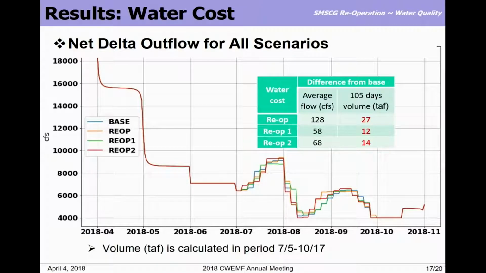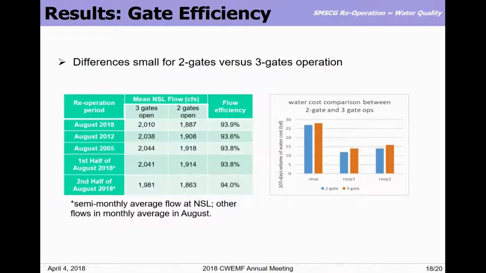For average flow, our reoperation will introduce about 128 CFS on average. If we convert it to TAF for the whole period, from July to October, 105 days, it's about 27 TAF. If we apply the two other scenarios, with only half the operation time, that's also nearly half the water cost.